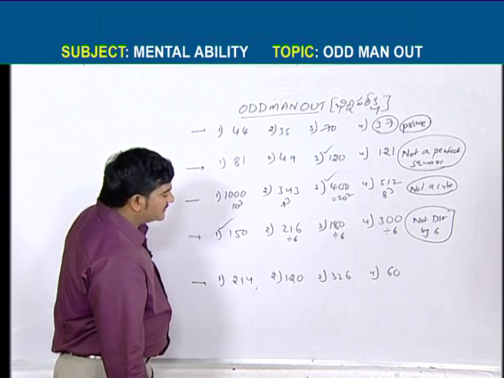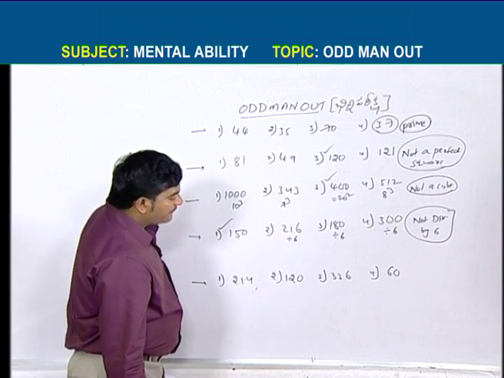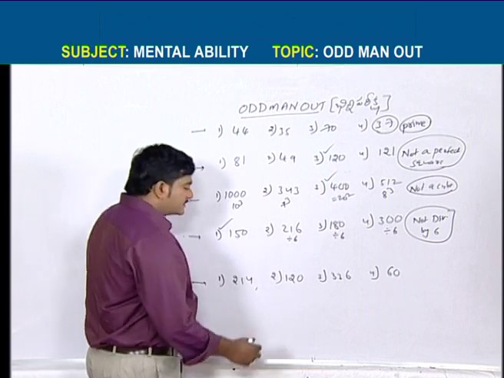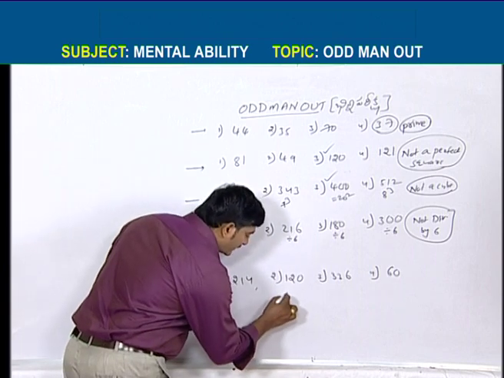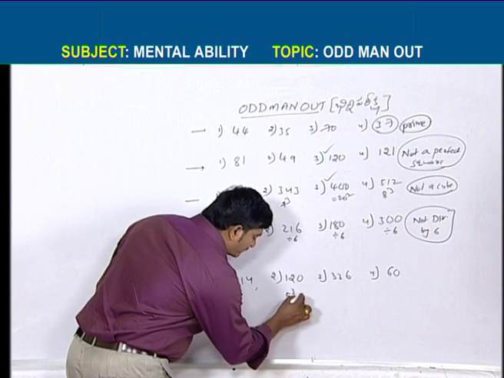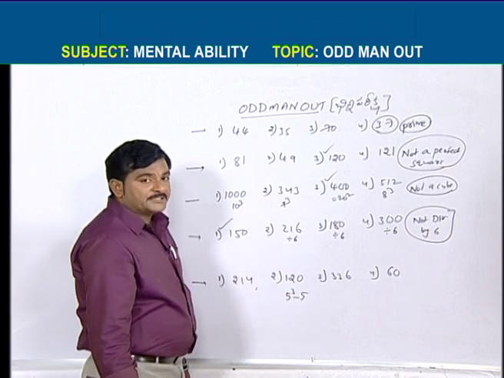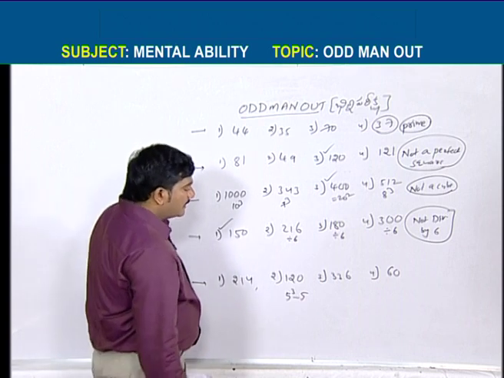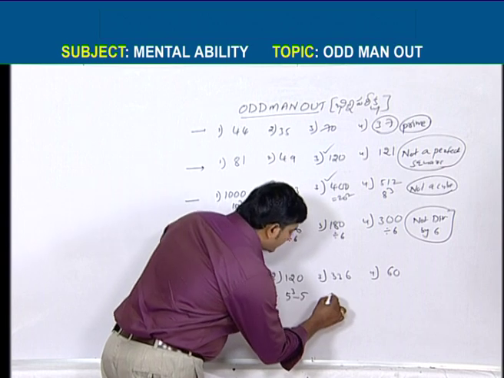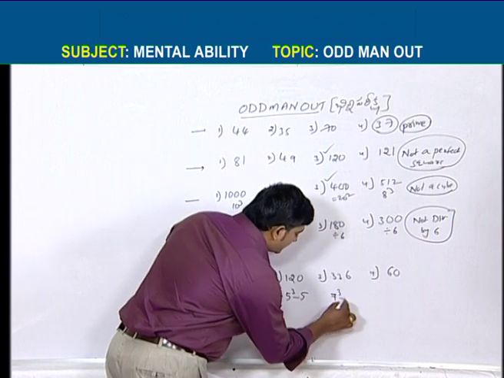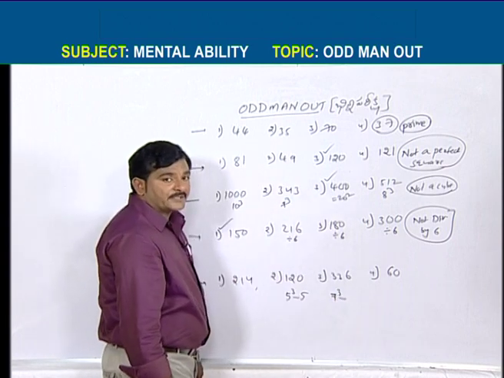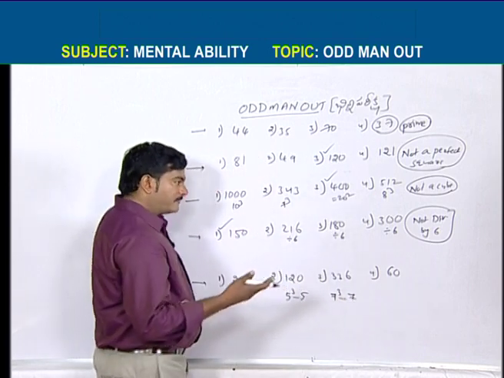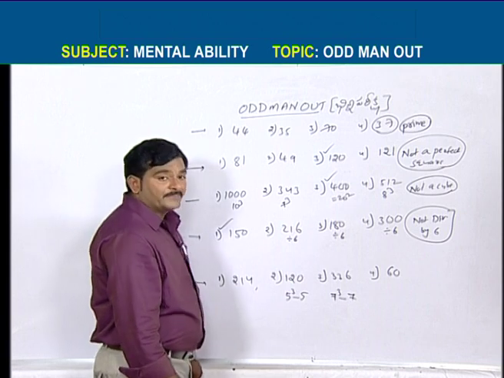Just observe, is there any concept of cubes? For example, 120 can be written as 5 cube minus 5. 5 cube means 125, 125 minus 5 means 120. Similarly, 7 cube is 343. 343 minus 7, how much am I getting?